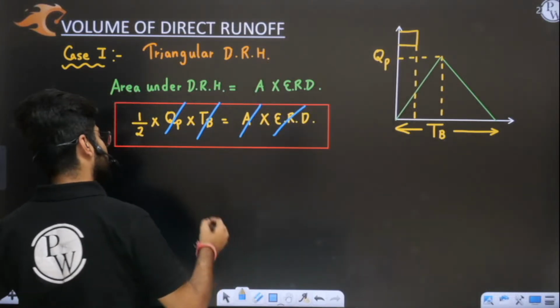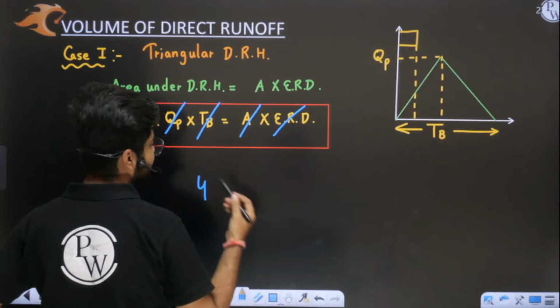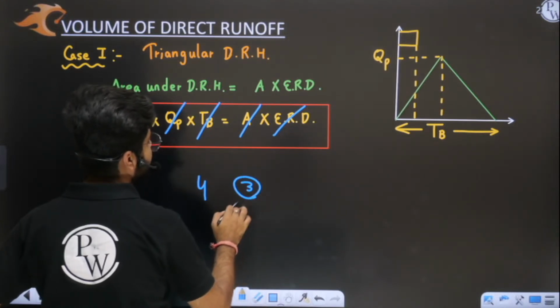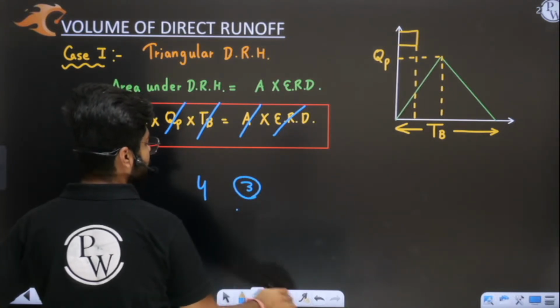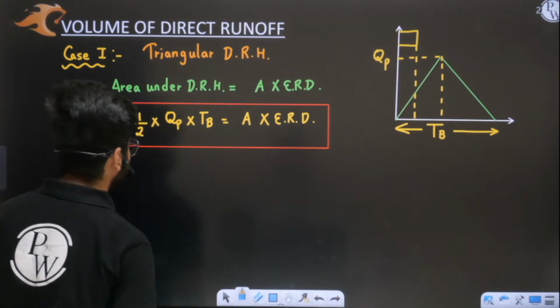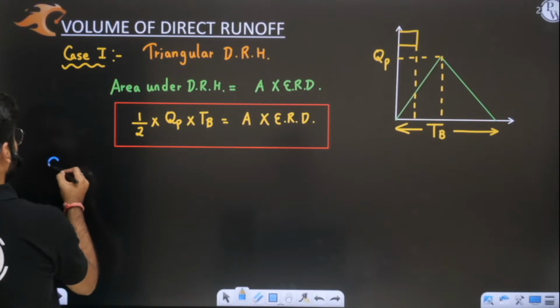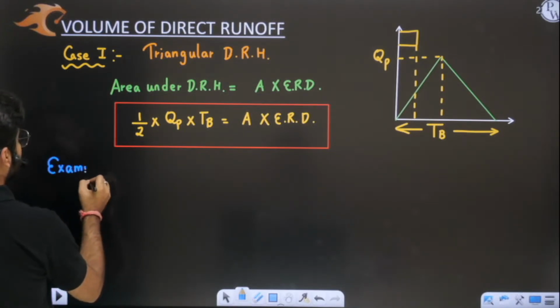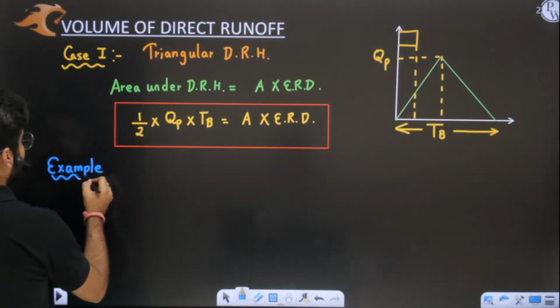Four things are there in a question. In examination, three things will be given to you and the fourth will be asked. So I hope you can easily evaluate it. Now let us solve one example.